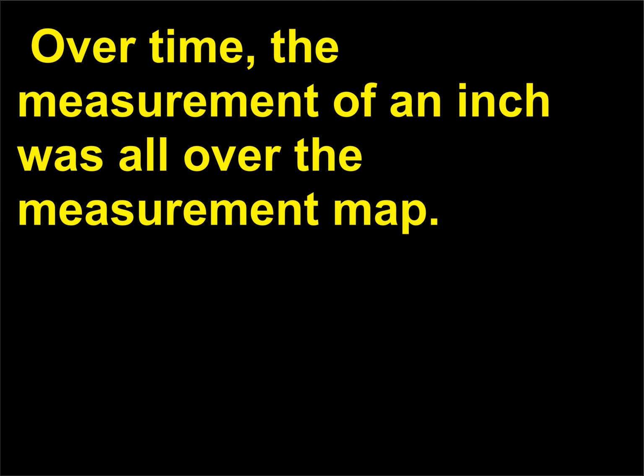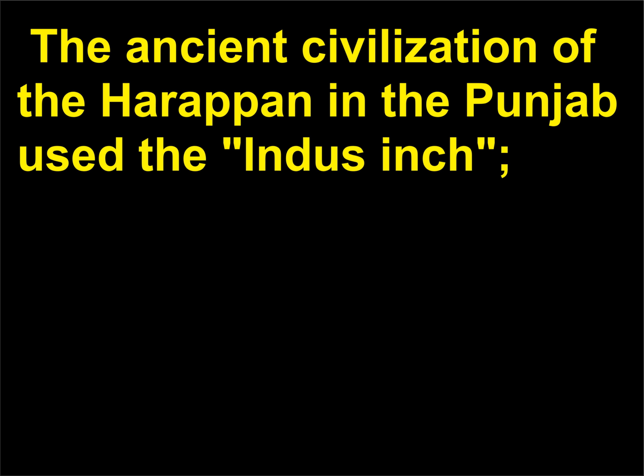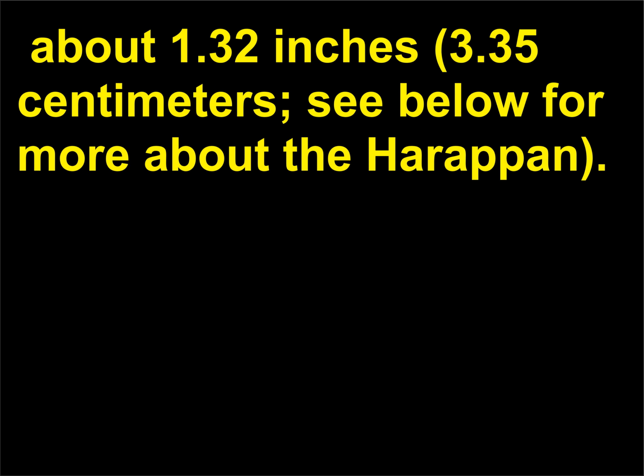Over time, the measurement of an inch was all over the measurement map. For example, 1 inch was once defined as the distance from the tip to the first joint on a man's finger. The ancient civilization of the Harappan in the Punjab used the Indus inch. Based on ruler markings found at excavation sites, it measured, in modern terms, about 1.32 inches, 3.35 centimeters. See below for more about the Harappan.